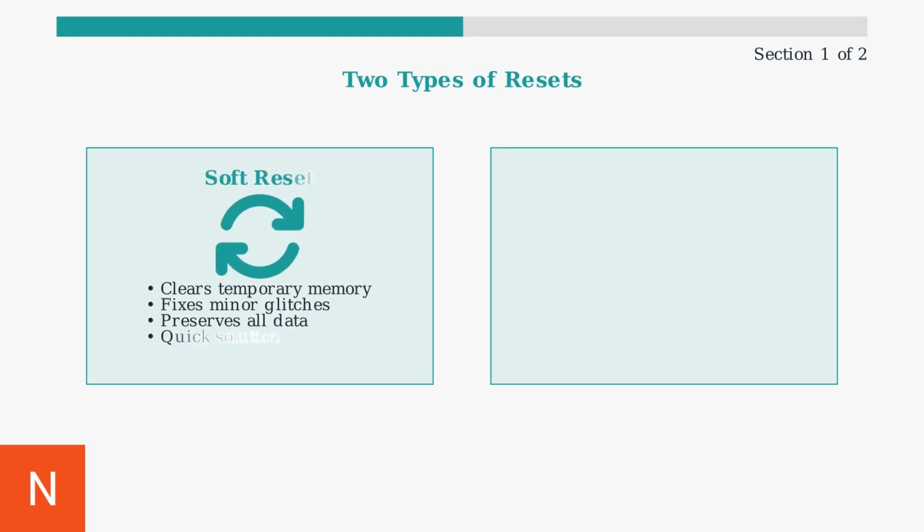A soft reset is like restarting your computer. It clears temporary memory and resolves minor glitches without deleting any of your saved data, settings, or preferences. You can usually perform a soft reset by holding the power button for 10 to 15 seconds, or by using specific button combinations that vary by manufacturer.